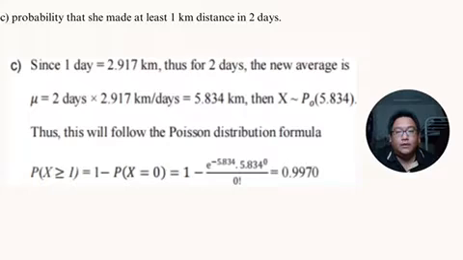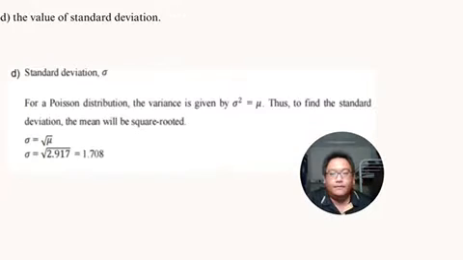P of x greater than or equal to 1 equals 1 minus P of x equals 0, which equals 1 minus e to the power of negative 5.834 times 5.834 to the power of 0 over 0 factorial, which equals 0.9970.